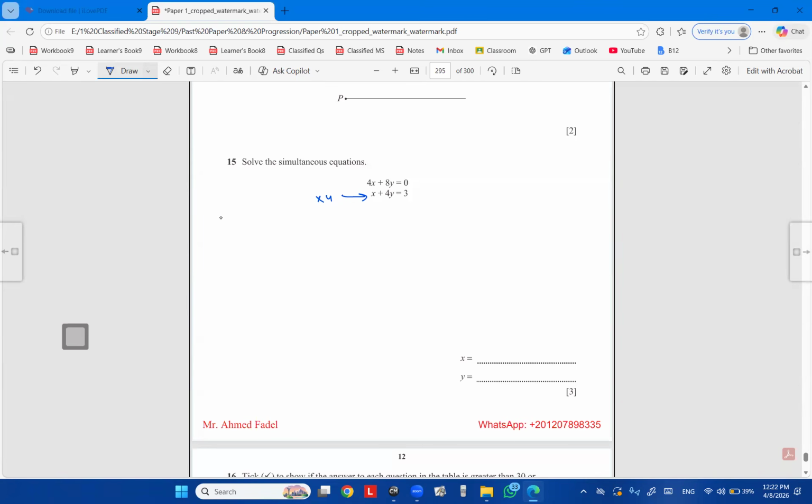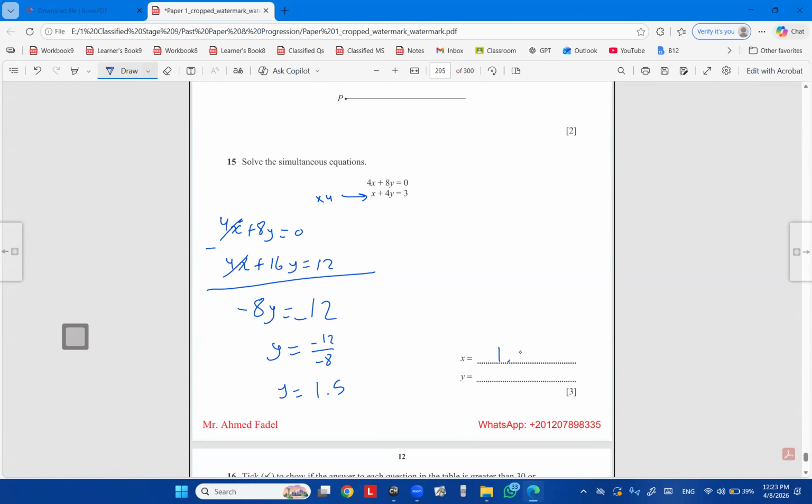So I'm going to rewrite the equations: x plus 8y equals 0. And I'm going to multiply down by 4, as we agreed. So it's going to be 4x plus 16y equals 12. Now we can subtract. Why not add? Because I need to eliminate the x. So 4x minus 4x eliminates them. 8y minus 16y is negative 8y, equals 0 minus 12, which is negative 12. So y equals negative 12 divided by negative 8, which gives you exactly positive 1.5.